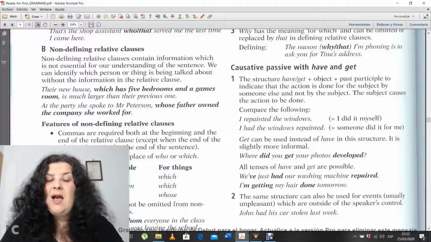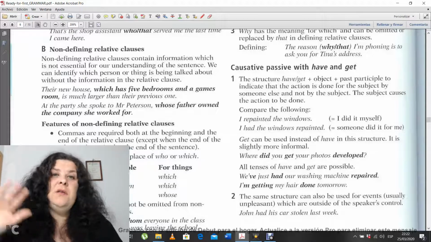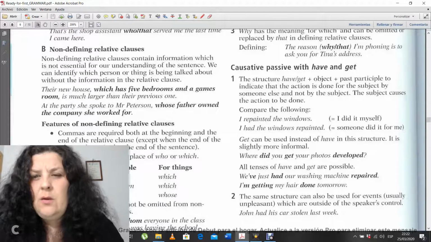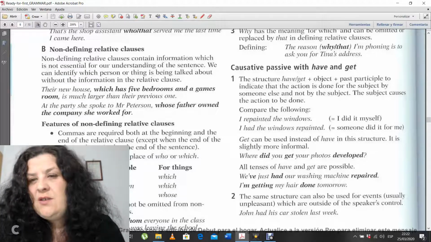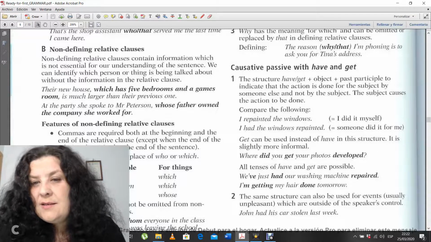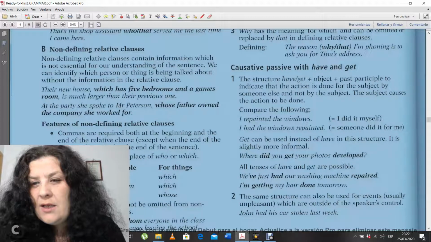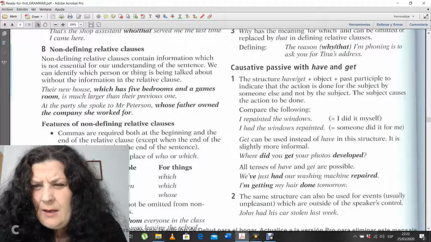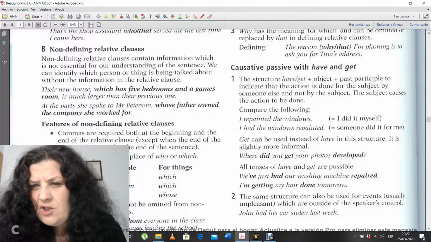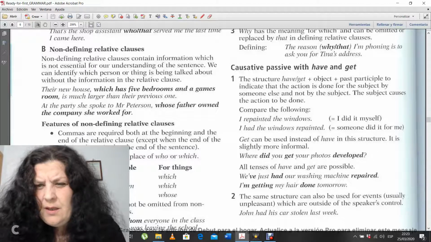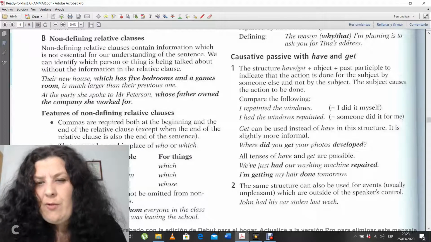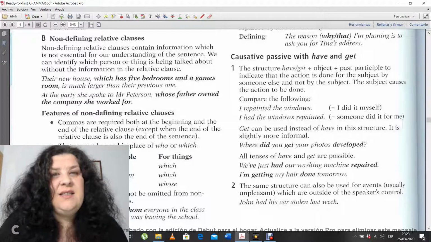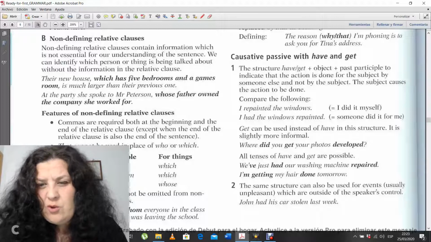And remember, is have something done. Something done stays the same. So the structure is have something done or get something done, right? Which is a bit more informal. Indicates that the action is done for the subject by someone else and not by the subject. So compare. I repainted the windows. I did it myself. Or I have the windows repainted. Someone did it for me.